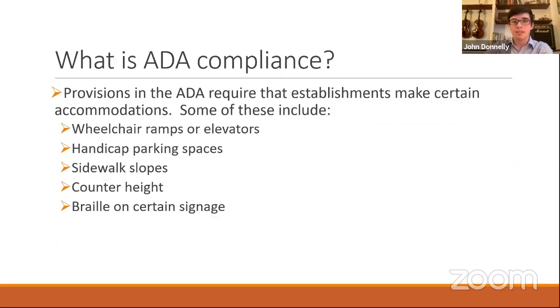So what is ADA compliance? Provisions in the ADA require that establishments make certain accommodations. Some of these include wheelchair ramps or elevators, handicapped parking spots, sidewalk slopes, counter height that has to be a certain height in order to be ADA compliant, and braille on certain signage. And those are only a few. There are so many things that are required for ADA compliance. So if you have any issues where you think that something might not be ADA compliant, when we do eventually go back to school, contact your school's disability services office or accessibility services office, and try to work that out with them.